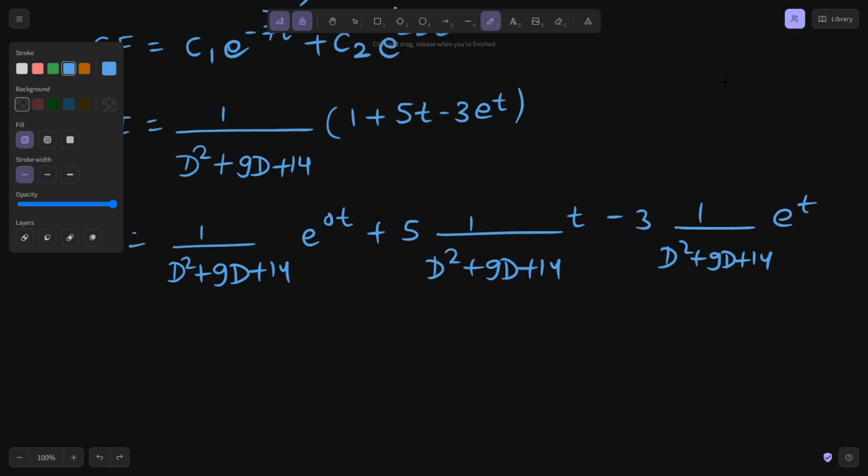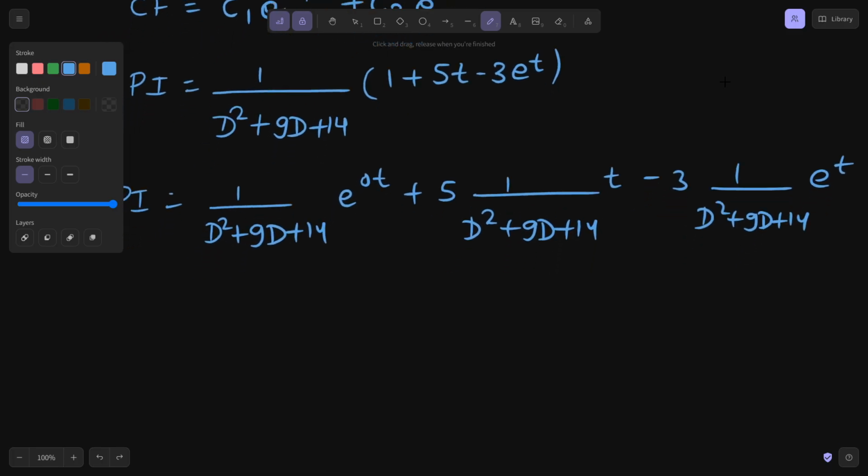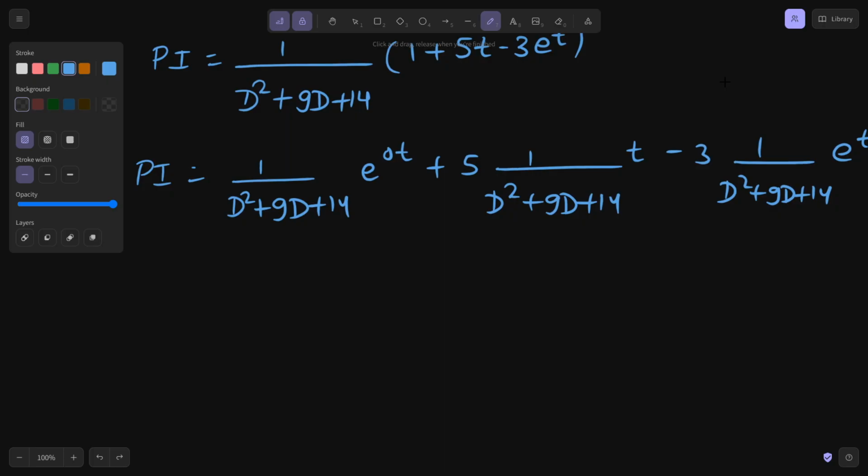First and the third one is going to be very easy for you, similar of its kind. You just replace capital D by a, where a is just the coefficient of t. So your particular integral is, if you replace D by 0 in this case, you are getting 1 by 14. So the first part is solved very easily.